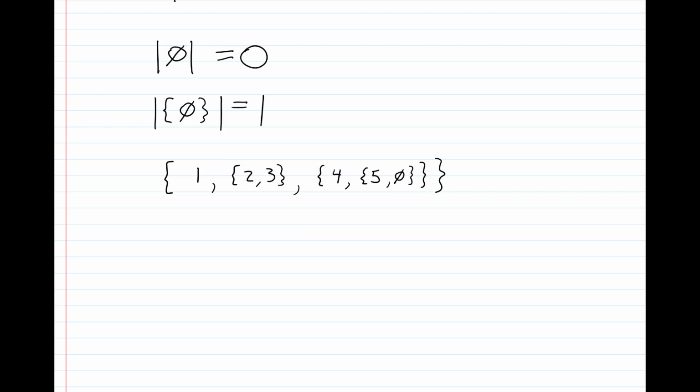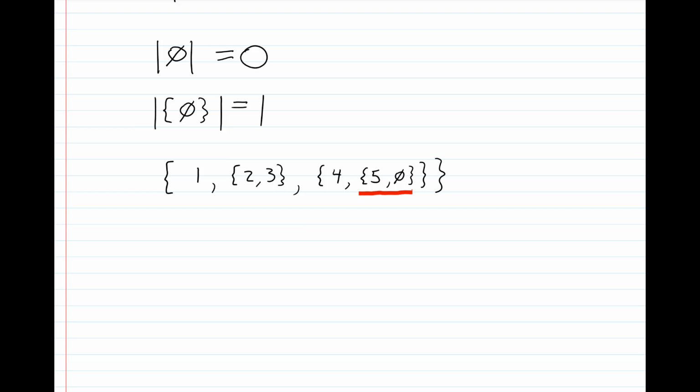Okay? Now, let me ask you a new question. Here's another set. What's the cardinality of that? Okay, I hope you say it's 2 because that's correct. That set has a 5 and the empty set as the elements. Okay? So that cardinality is 2.